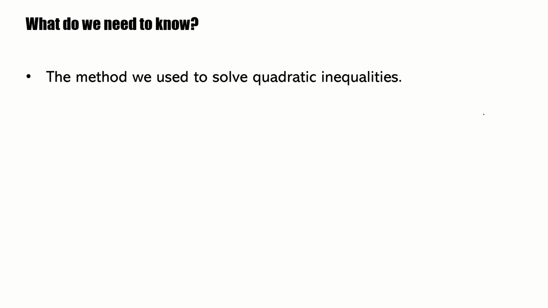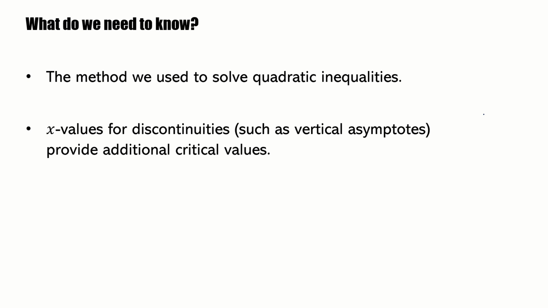However, there is one extra adjustment we have to make to that very basic method, which is that there are additional critical values that need to be found because they're caused by any points on the graphs where discontinuities happen. The most common example of discontinuities that you have to deal with in Maths and Further Maths A level is vertical asymptotes. So the x values at which vertical asymptotes occur, those x values will be extra critical values to be included as part of your solution.